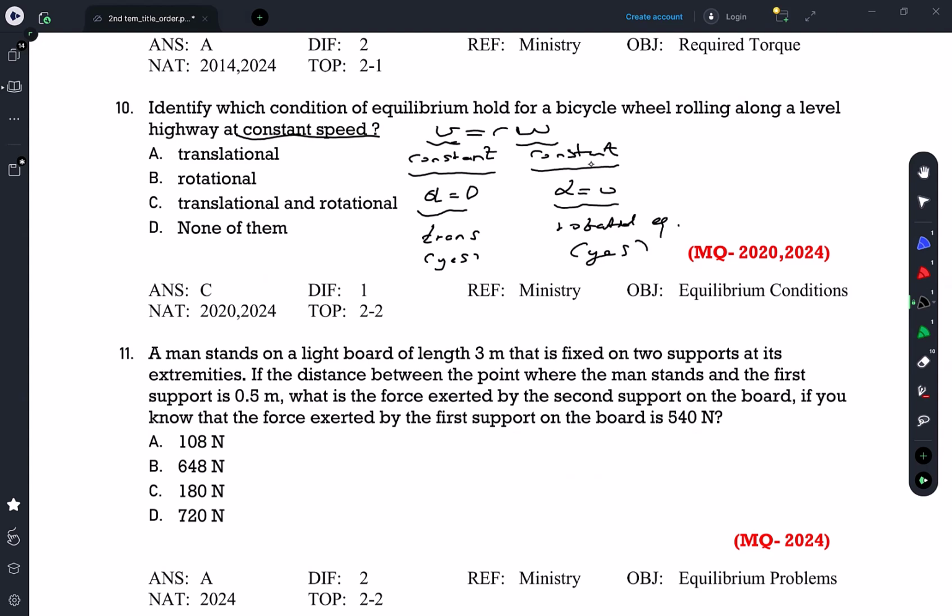So complete equilibrium. Which one? Translational, rotational, both of them. Both of them. Answer is C.